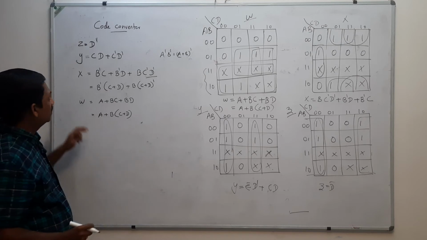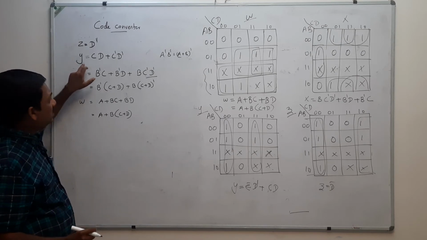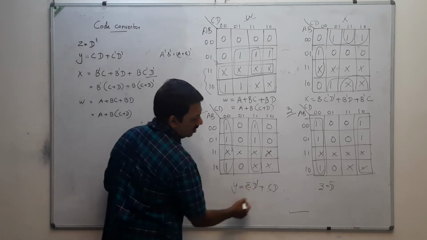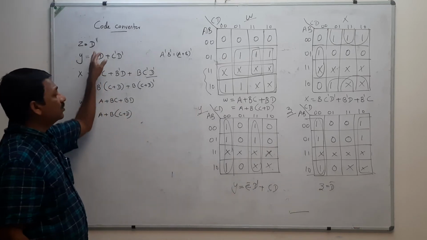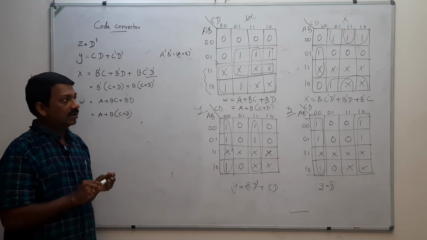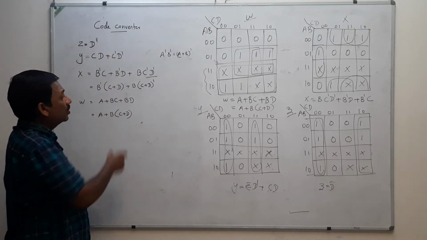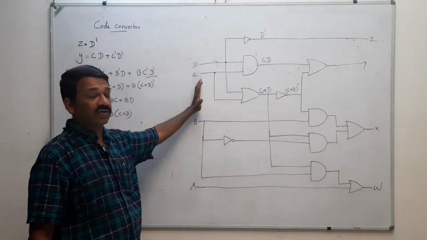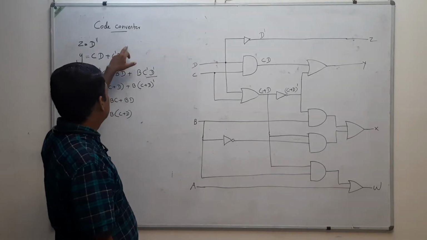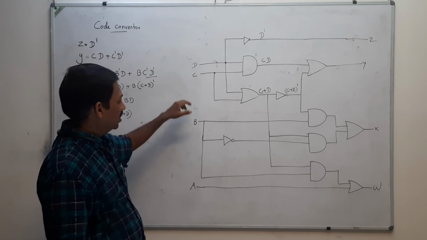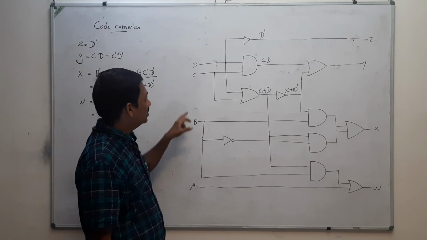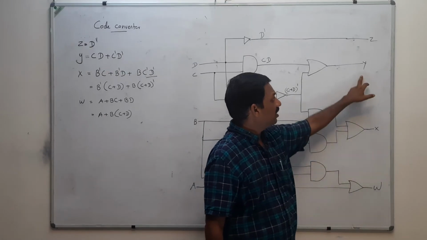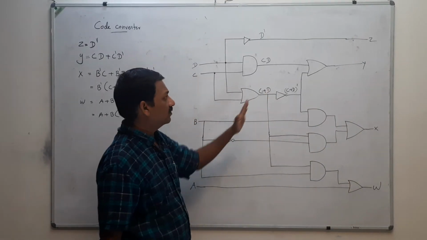And Y is equal to CD plus C bar D bar, and Z is equal to D bar. And now I am going to draw the diagram for this combinational circuit for the implementation of this. Here you have 4 inputs A, B, C and D, and we have 4 outputs W, X, Y and Z. And this is the code converter circuit.